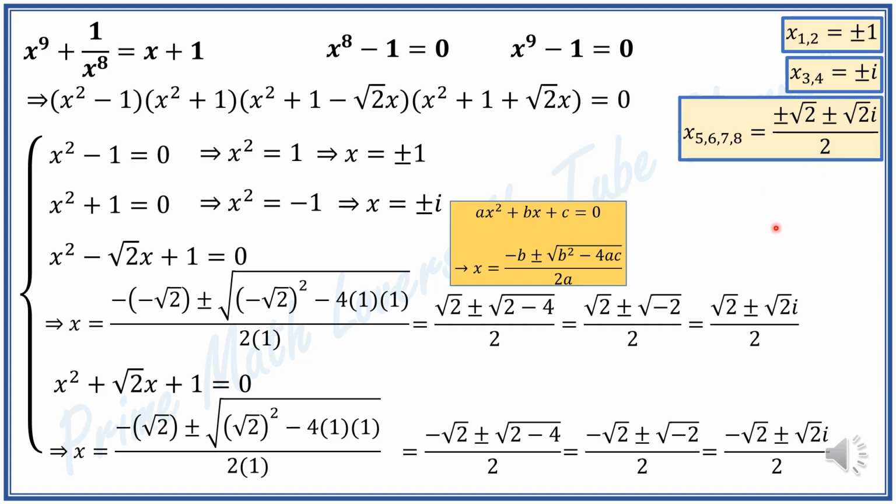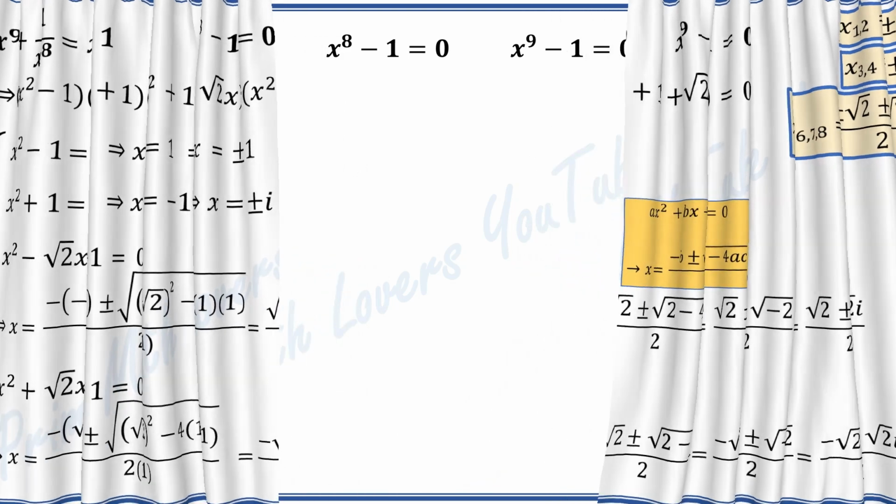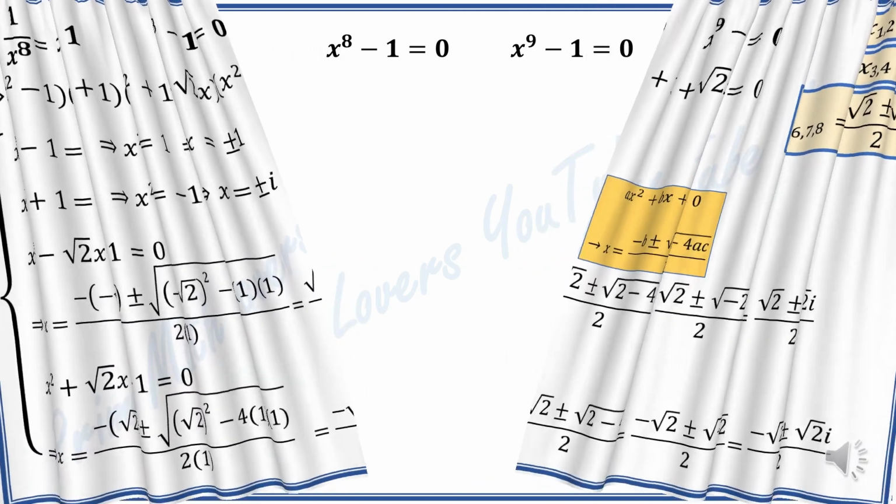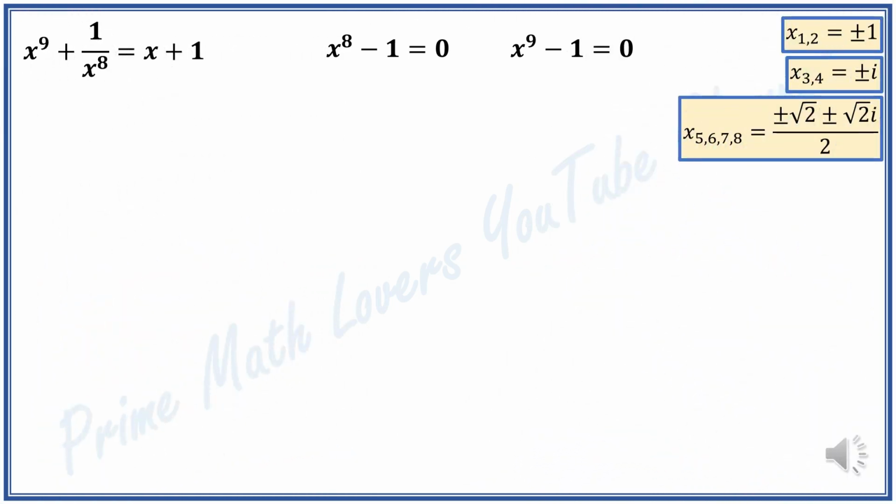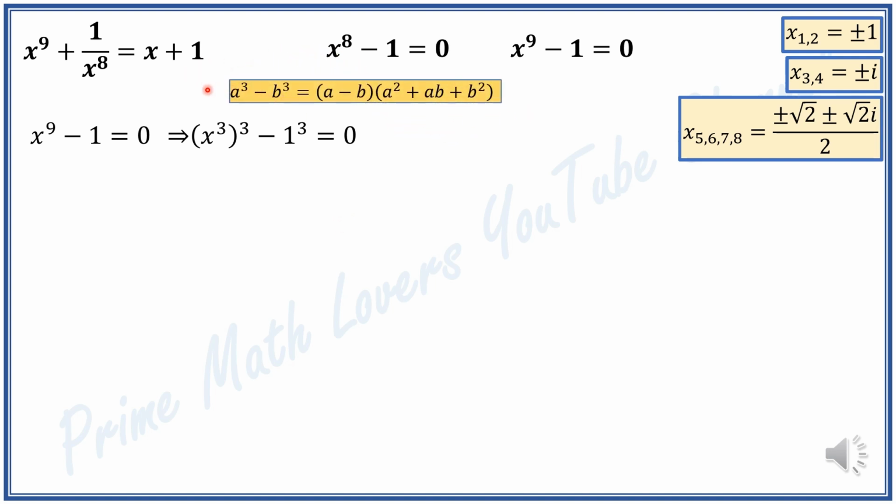Next step is solving x to the power of 9 minus 1 is equal to 0. In the first step, I'll write x to the power of 9 as x cubed to the power of 3. So I get x cubed to the power of 3 minus 1 cubed is equal to 0. Then I'll apply this algebra identity: a cubed minus b cubed is equal to a minus b times a squared plus ab plus b squared.